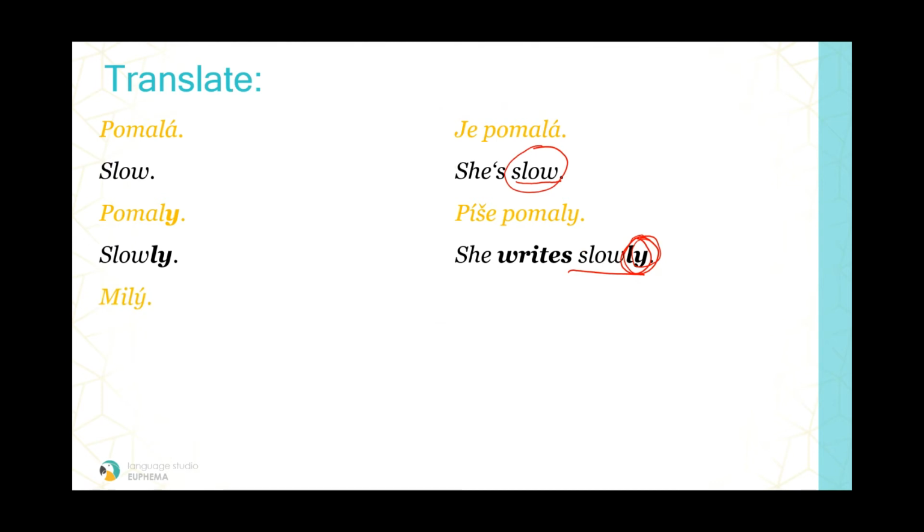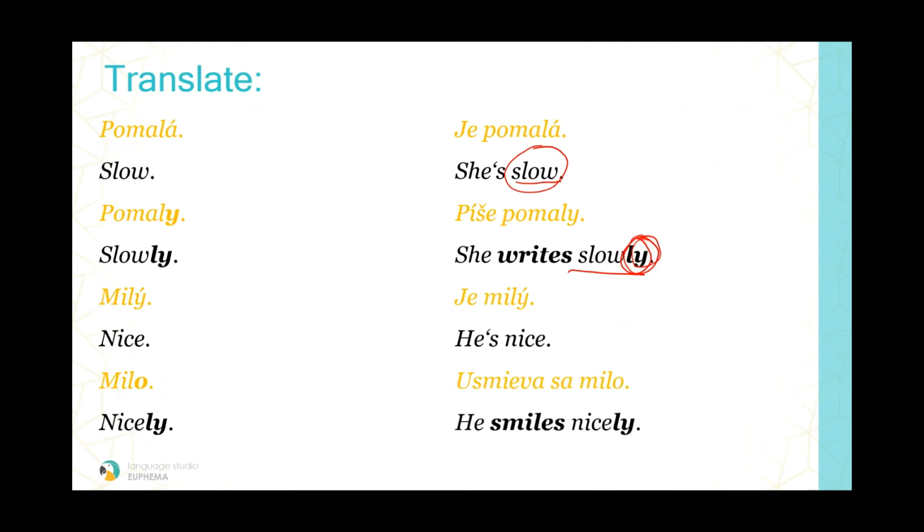Good. Milý. Nice. Okay. And now milo, the adverb, is nicely. Good. Sentence. Je milý. He's nice. Usmieva sa milo. He smiles nicely. So we did the same. Adjective nice plus ly makes the adverb nicely. And nicely modifies the verb. All right. How does he smile? He smiles nicely. Okay, let's continue.